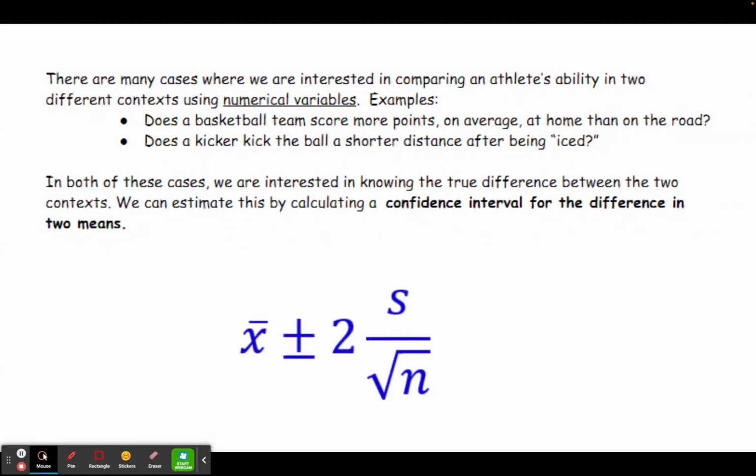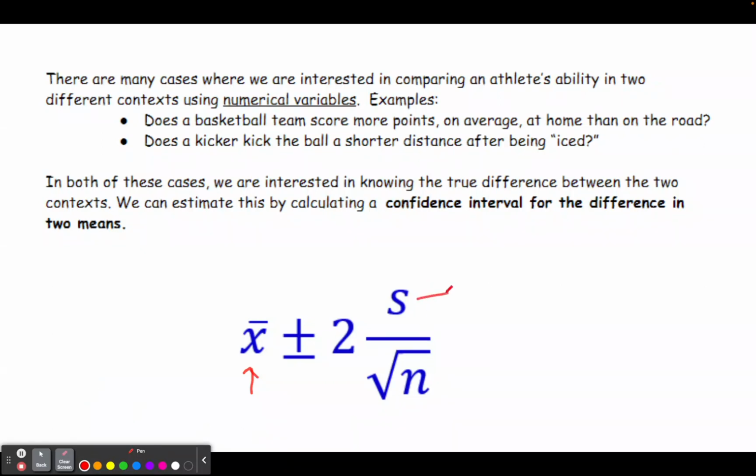This is the formula that we had in section 9.3 when we calculated a confidence interval for one mean. You don't need to write this in your notes, but I wanted to remind you of some of the symbols that we used. With means, our single value estimate is X bar. Since in this section we're working with two different means, we're going to use subscripts to denote the mean in two different contexts.